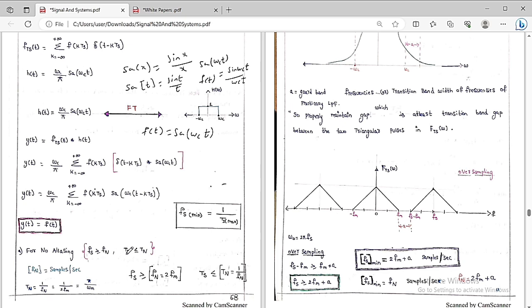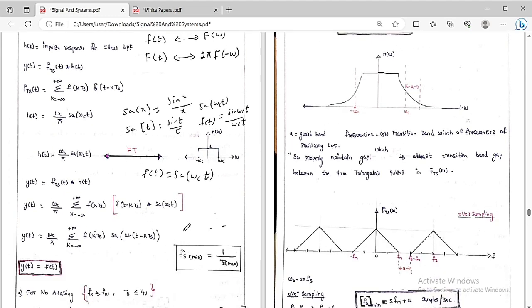Because fs is equal to 1 by Ts and fn is equal to 1 by Tn, from that, if you simplify, we are going to get it. What is frequency? Number of samples per second. So Tn is equal to 1 by fn and fs is equal to 1 by Ts. I already told you fs is greater than or equal to fn. Here fn is nothing but the minimum sampling frequency for no aliasing, which is equal to 2 fm. Similarly, Ts is always less than or equal to Tn, and Tn is nothing but 1 by fn. Here 2 fm is multiplied by pi and divided by pi. So 2 pi fm is nothing but omega m, so pi by omega m. These are just simplifications, we don't need to remember them, but you should know the concept. So these things always you have to keep in your mind.